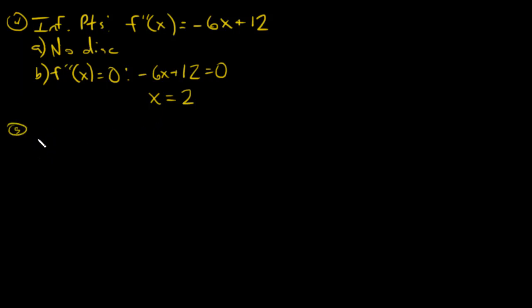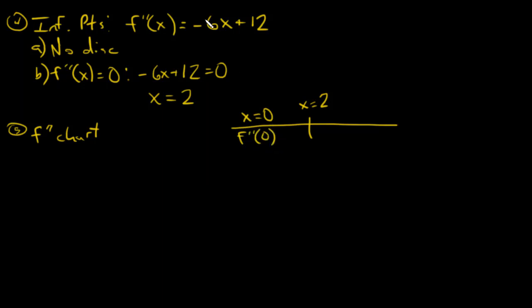So I've got that. So step 5, I'm going to do the f double prime chart. So I'm going to just put it over here. How about right there? I've got x equals 2. Okay, and so I need a test value less than 2. How about 0? Yeah, that works for me. x equals 0. f double prime of 0 is going to be, well, 0 plus 12. That's definitely positive. So I have concave up for that interval. And then over here, a test value greater than x equals 2, how about x equals, I don't know, 10?